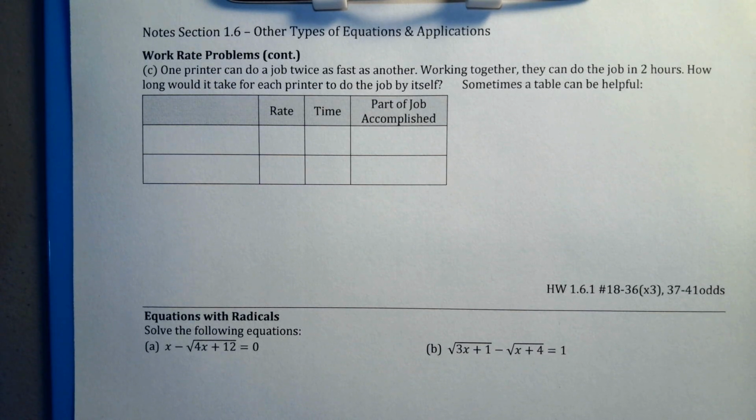So one printer can do a job twice as fast as another. Working together, they can do the job in 2 hours. How long would it take each printer to do the job itself? So if you can pause the video and try to work on that a little bit and see what you can do with it.